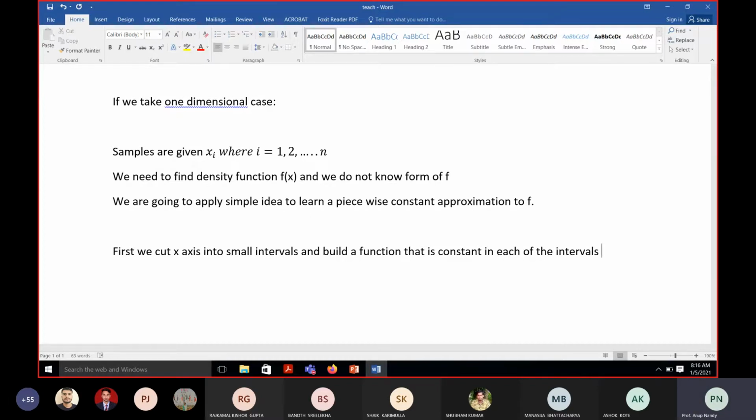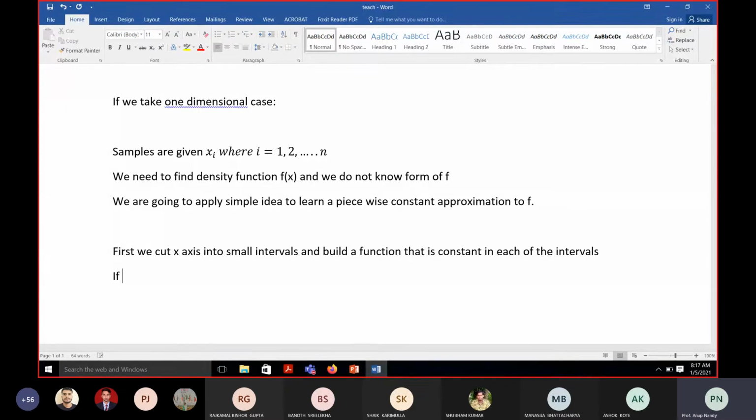You first cut the x-axis. Suppose you have a feature vector in a d-dimensional feature space, and you cut the x-axis into very small intervals, because we are going to have a histogram method. You cut the x-axis into small intervals and build a function which is constant in each of the intervals.